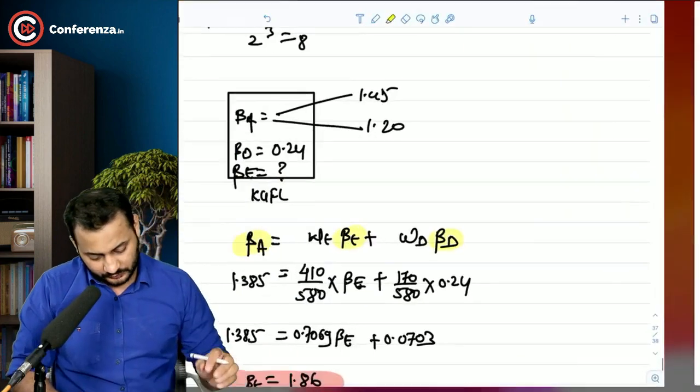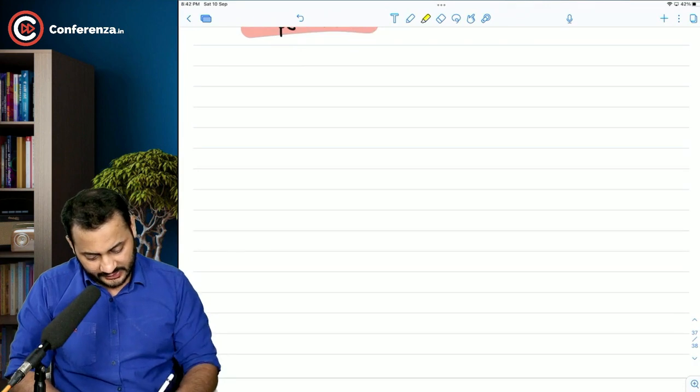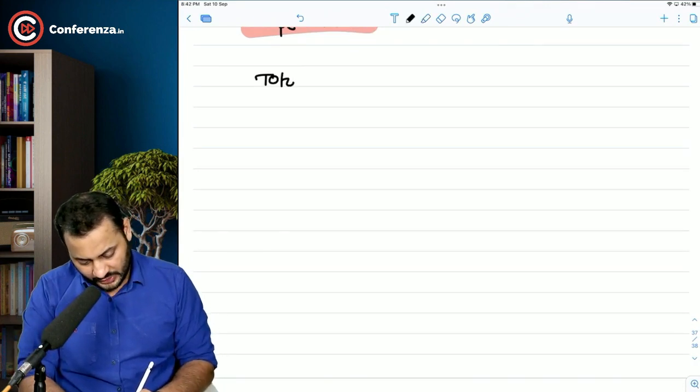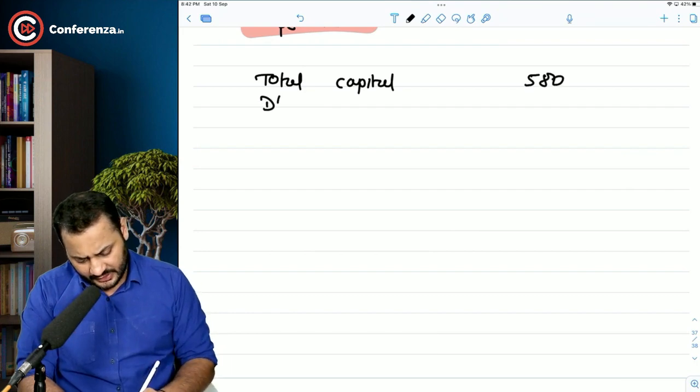Okay, so I think let's do it like this. Total capital is 580. Debt equity ratio.